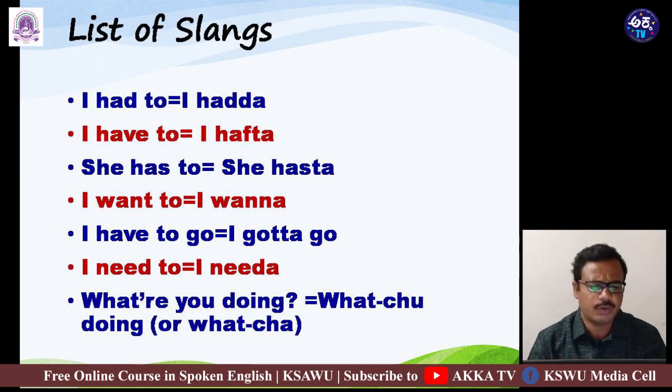Then moving on to the next one. I have to becomes I hafta. I have to tell him time and again. Next one. She has to becomes she hasta. She has to go to university to pursue her post-graduation. Then I want to becomes I wanna.